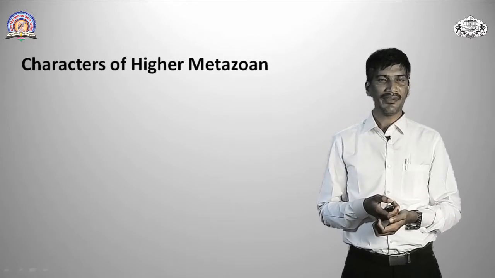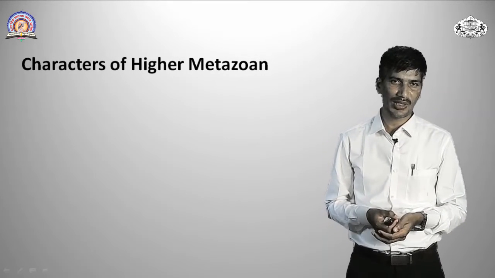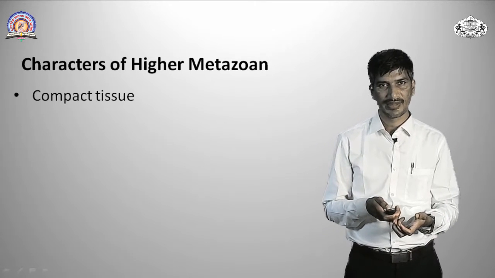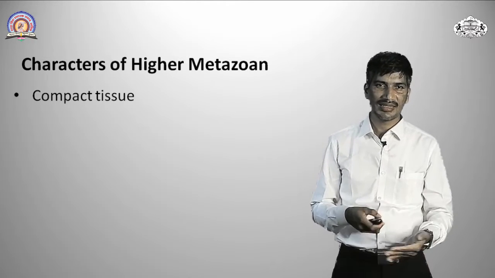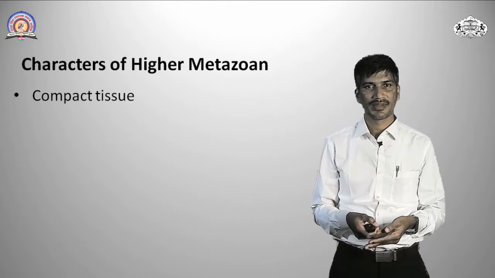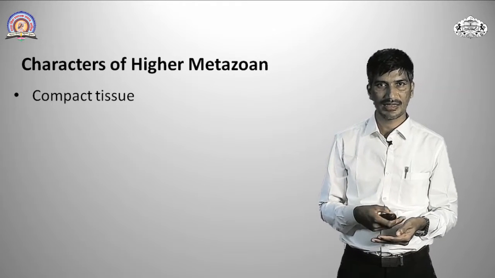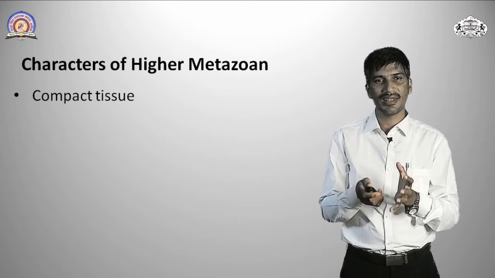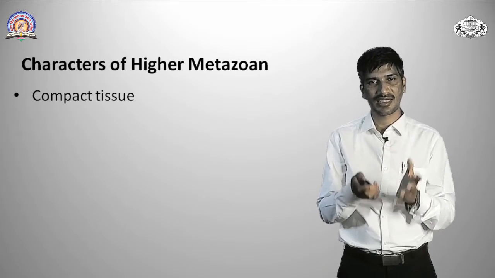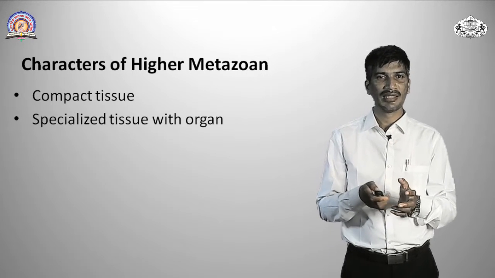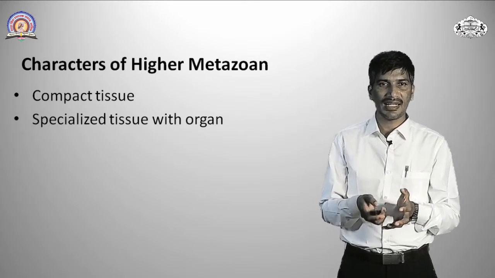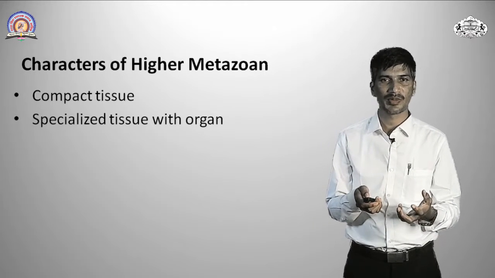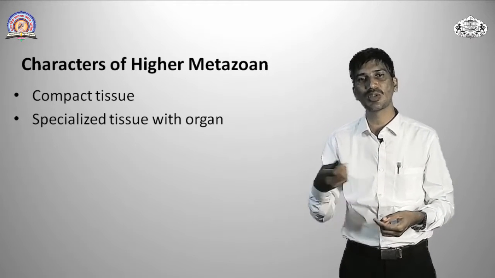In phylum Porifera, the tissue structure of these animals is a loose arrangement, specifically a lower metazoan structure. Then we go to the second part of the metazoan animals, the characteristics of the higher metazoans. This is an upgraded version of the lower metazoan animals. In these animals, the tissues are very well arranged and a compact tissue structure is developed. This compact structure differentiates with function and forms specialized tissue, and this specialized tissue is converted into specialized organs.